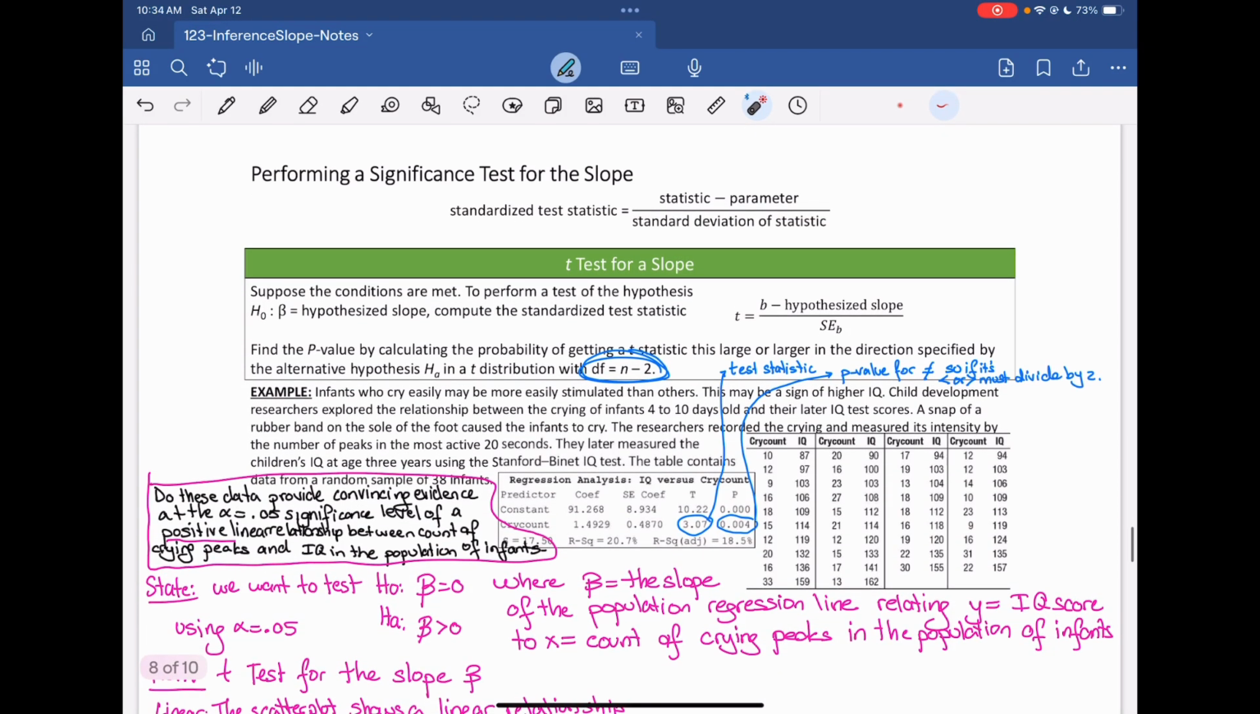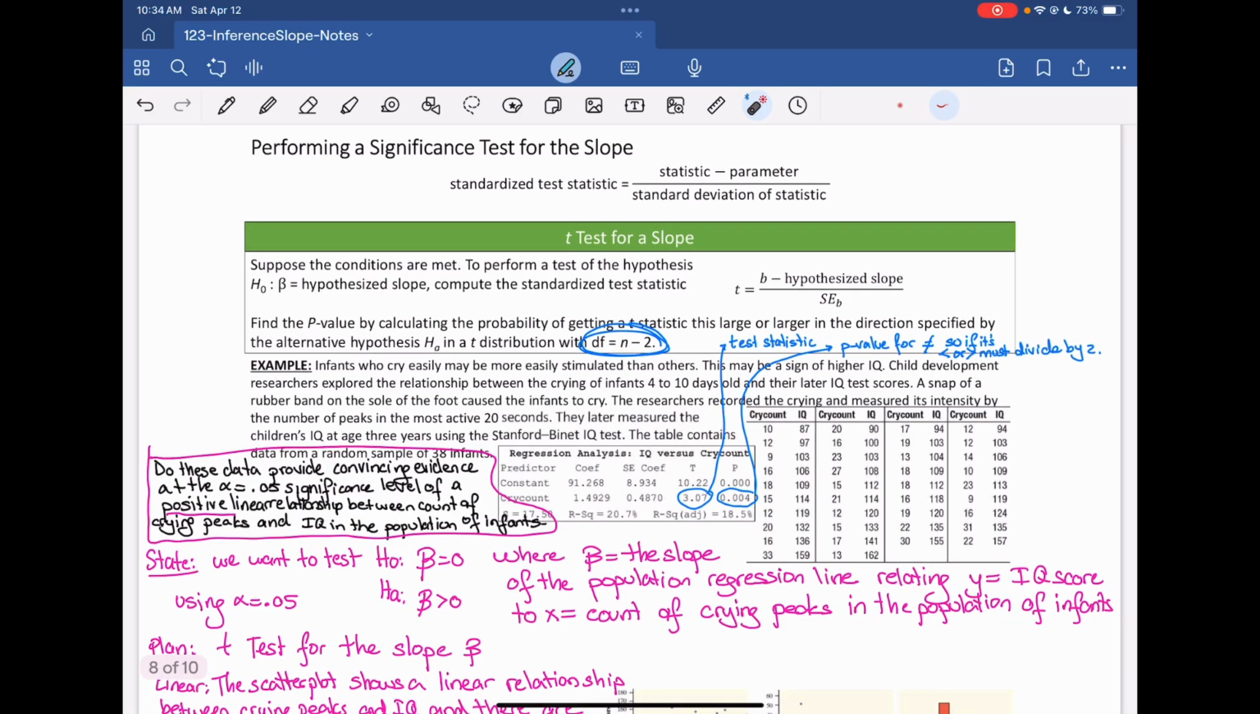Let's do some significance tests for slope now. Again, the standardized test statistic is going to be the statistic minus the parameter, over the standard deviation. In this case, the statistic is b, the parameter is the hypothesized slope, and then the standard error of b is on the bottom.